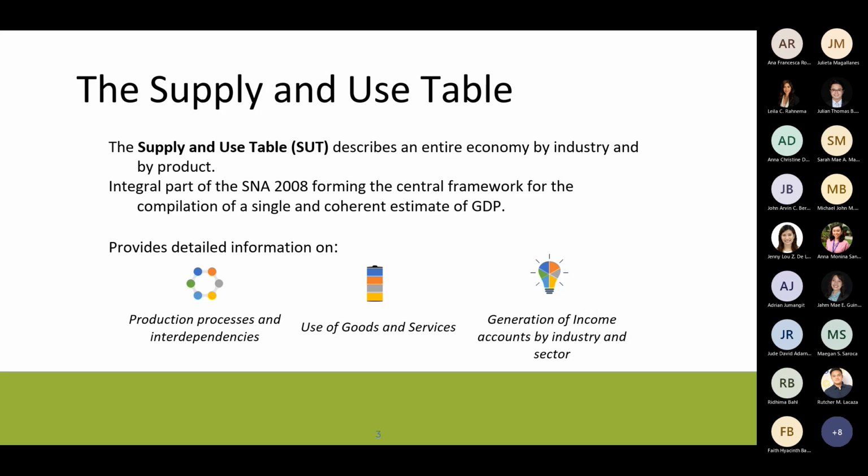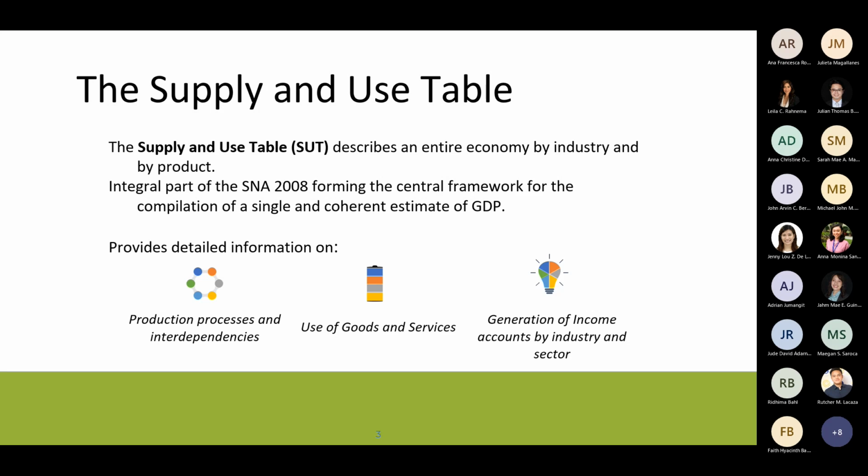Again, it is an integral part of the System of National Accounts 2008, forming the central framework for the compilation of a single and coherent estimate of GDP, which takes into account all the components of production, income, and expenditure. So the SUT is able to provide key links to other parts of the SNA framework. Aside from that, it provides detailed information on the production processes and interdependencies, the use of goods and services, as well as the generation of income accounts by industry and sector.